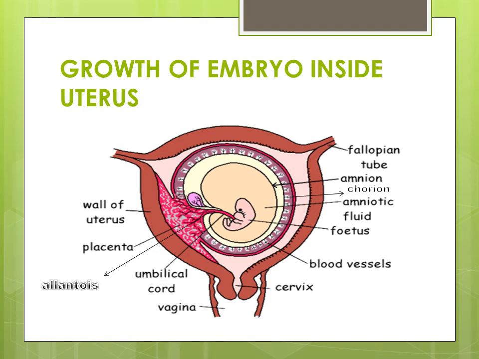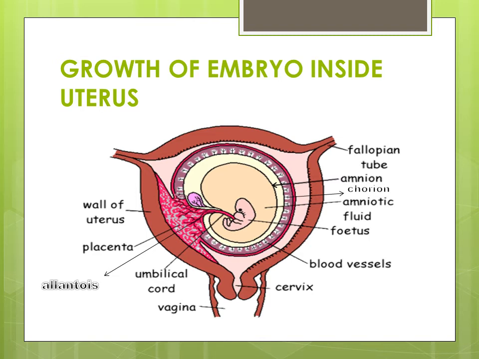Why? Because if there was a direct continuity of blood between the mother and the fetus without a placenta, the relatively high pressure of the mother's blood would seriously damage the soft and delicate tissues of the fetus.